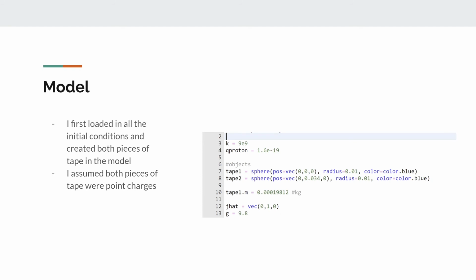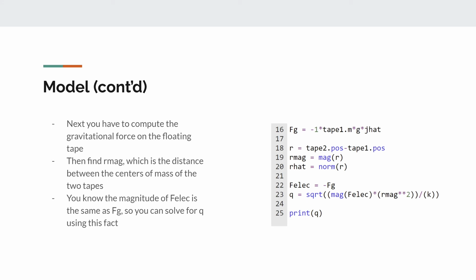So for my GlowScript model, I first loaded in all the initial conditions and created both pieces of tape in the model. I put in k, which is Coulomb's constant, the charge of one proton, which I don't think I actually used. I assumed that both pieces of tape were point charges like the lab required us to. Then I put in the mass of the tape and j hat and g. Now I found the gravitational force. After that, I found the distance between the positions of tape 1 and tape 2. Then I found r mag, which is d in that equation. Now you know that the magnitude of F electric is the same as Fg, so you can use this to solve for Q.